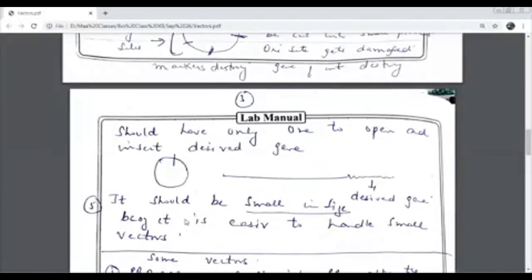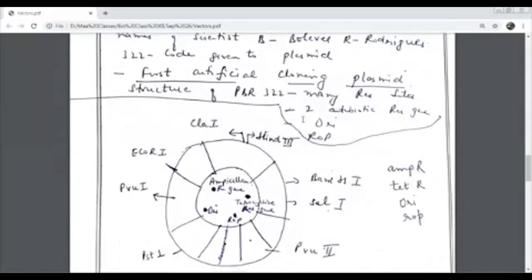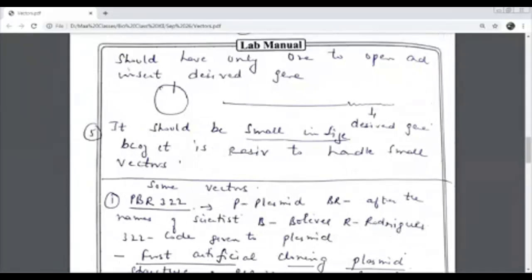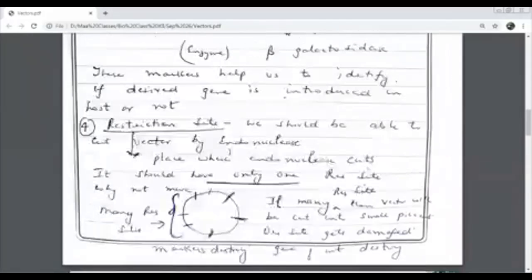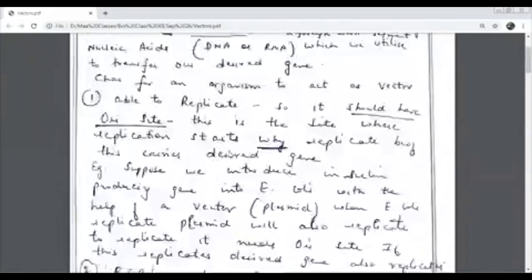Before I move on to a very complicated topic, there is one vector in your syllabus which you have to do in detail. You have to learn the pBR322 structure. We have to draw it. It is something like this. This is pBR322, it's there in your syllabus. Only one vector is there in your syllabus. We will study it in detail now. But very quickly, a fast revision of what we have done in vectors.